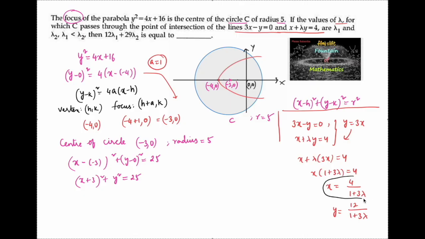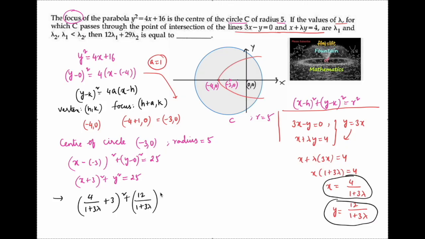So x is equal to (4 upon 1 plus 3 lambda), y is equal to 12 upon 1 plus 3 lambda. Let us substitute in the circle equation to get the point of intersection. So we can write (4 upon 1 plus 3 lambda plus 3) whole square plus (12 upon 1 plus 3 lambda) whole square is equal to 25, or we can also write (4 plus 3 plus 9 lambda) upon (1 plus 3 lambda) whole square plus 144 divided by (1 plus 3 lambda) whole square is equal to 25.